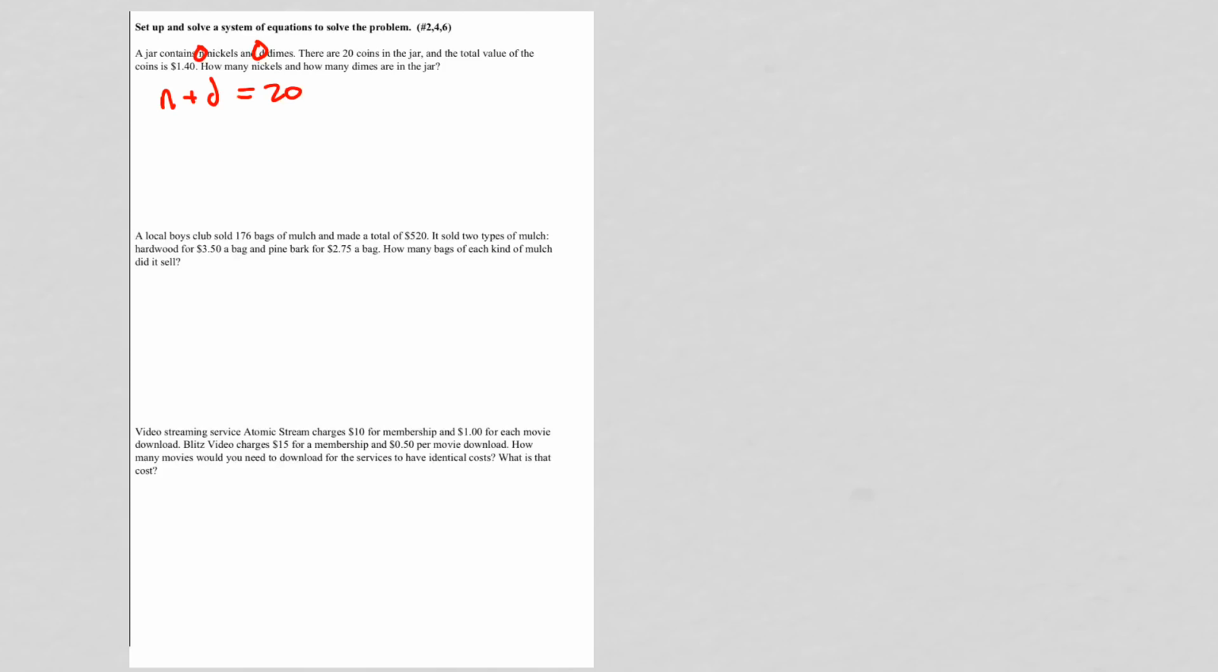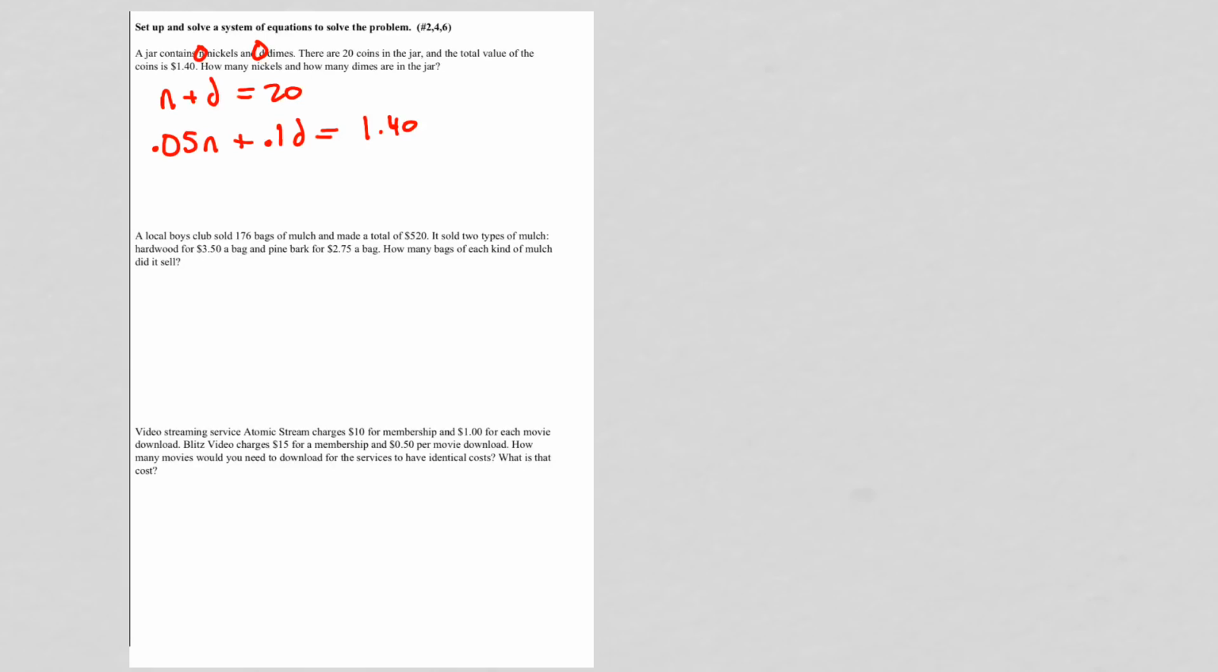And problems like this want you to recognize, now I know it might not apply much in your daily lives, but nickels are worth 5 cents, right? So basically it's 0.05 n plus dimes. Dimes are worth 10 cents, 0.10 d. And all of that is equal to $1.40, represented as the number 1.40. So the question is, how many nickels and dimes are in the jar?